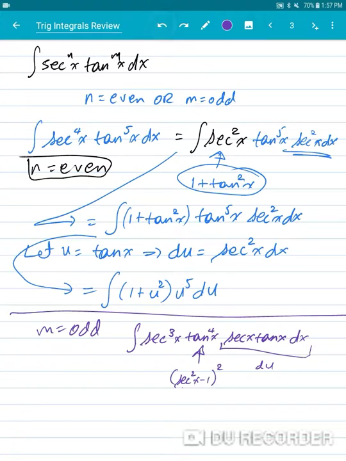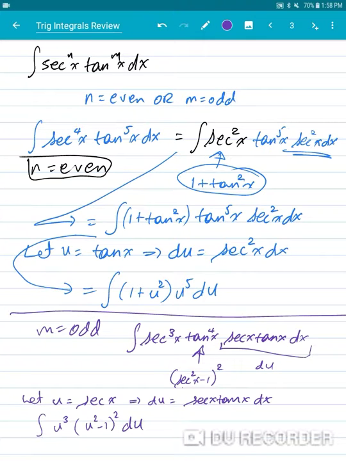So let u be secant x, then du becomes sec x tan x dx. So that's a nice u. So the whole thing becomes u cubed times u squared minus 1 squared du. And this is a polynomial. You can FOIL it, integrate, and then replace. Okay? The case when m is odd and n is even, we looked at a few examples.